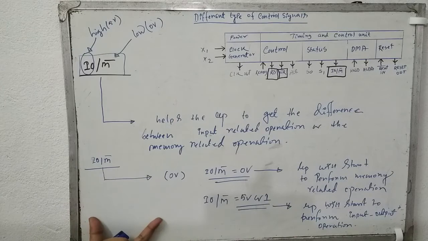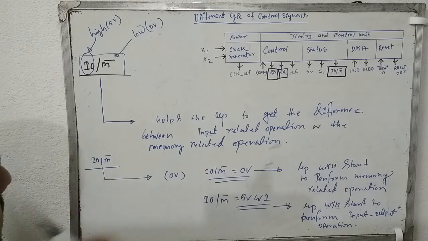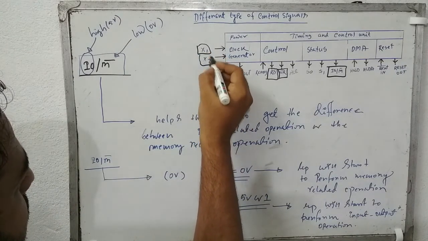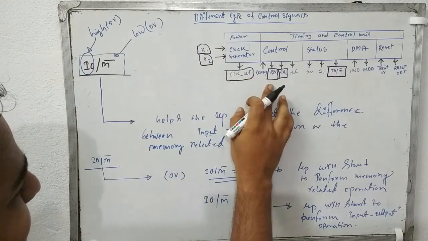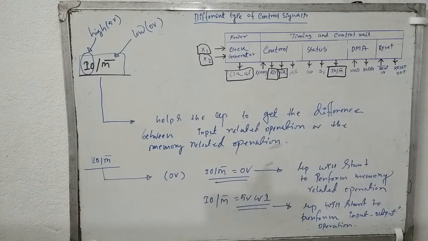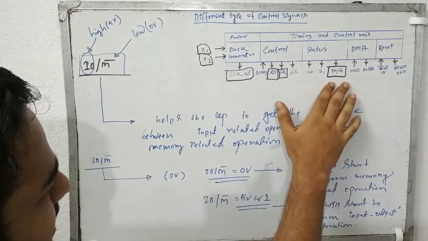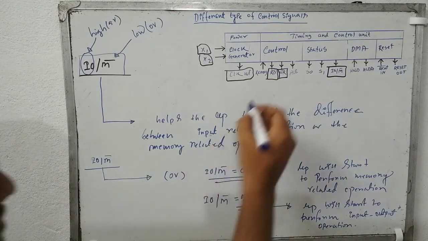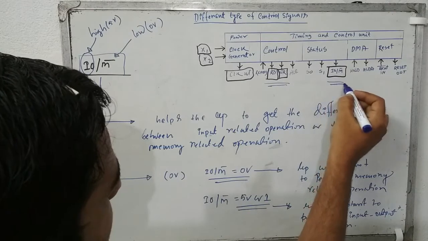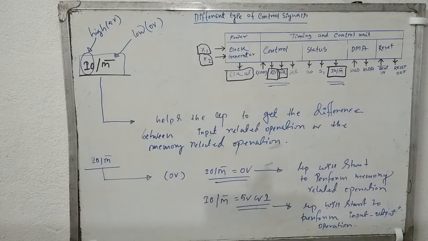So these were our signals: first x1, x2, clock out, read, write, and IO/M. Now by combining these 3 signals, read, write, and input output memory, we can generate more different types of signals. So what are the more different types of signals that we can generate? Let's draw a chart and try to understand. So let's first erase those things.